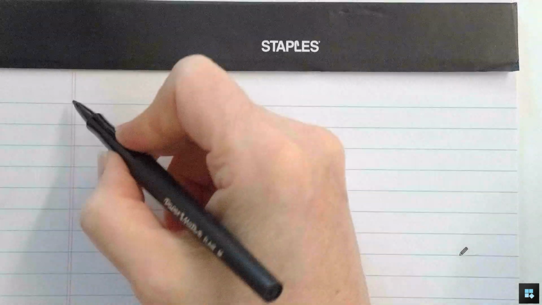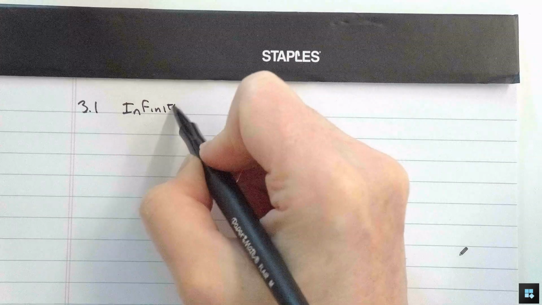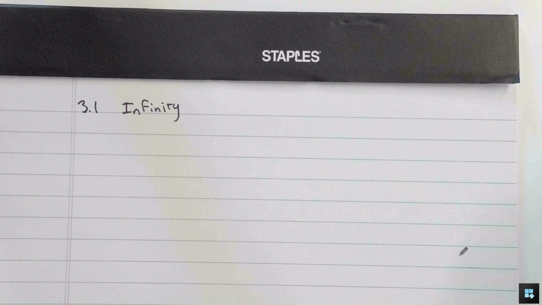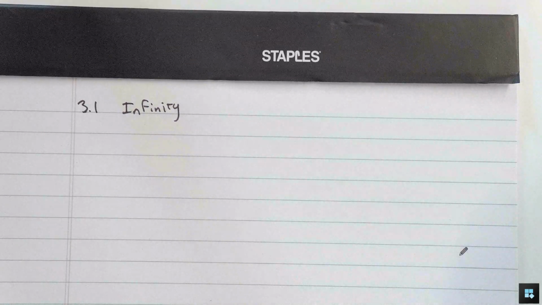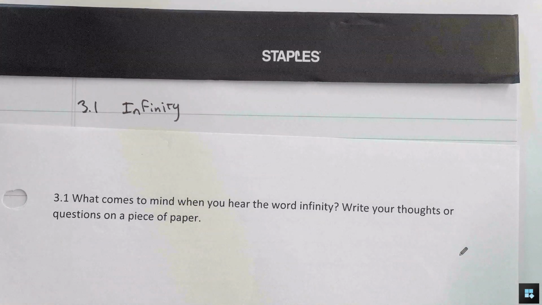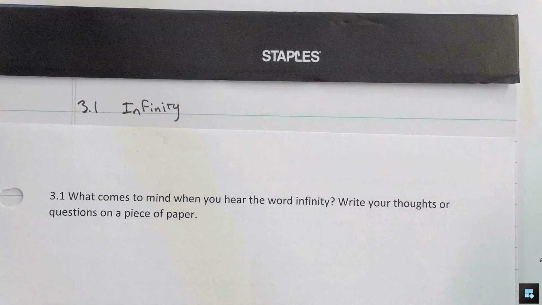That brings us to chapter 3, where we're looking at infinity. So in 3.1, we begin to look at infinity. Your author begins section 3.1 with the question, what comes to mind when you hear the word infinity? Write your thoughts or questions on a piece of paper. So I'd like you to take a minute to do that, please, and then I'm going to ask a couple of you to share. So online students, you should go ahead and write those questions down also, or ideas.